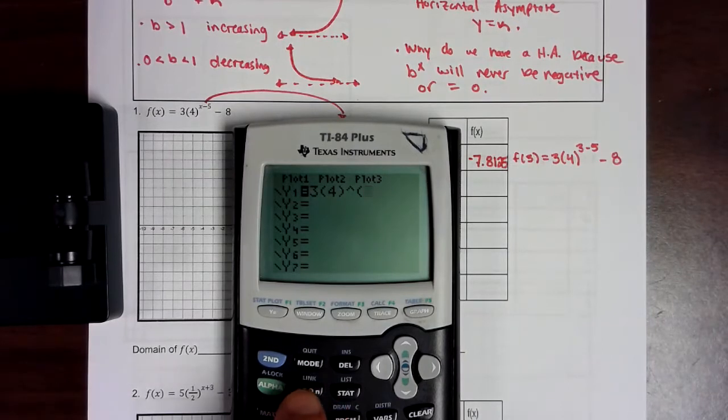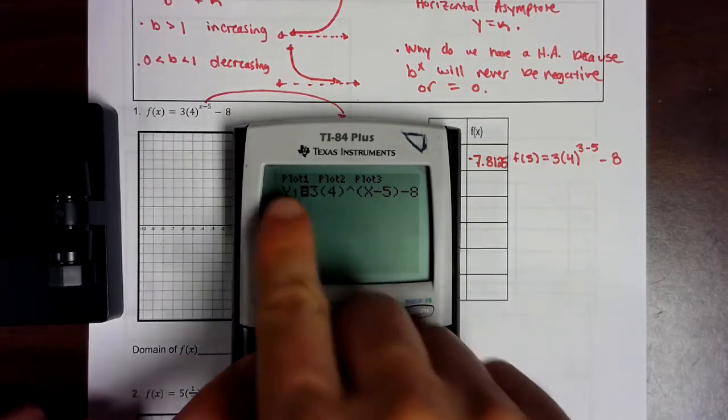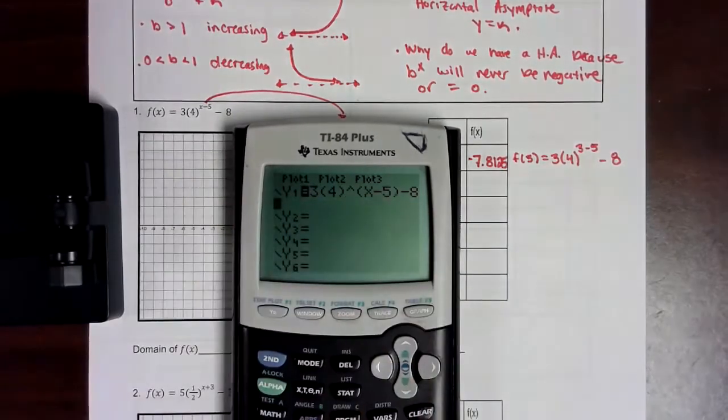Your variable button is right here next to the alpha button. So there's an X, a T, an O, and an N. You want to click that. It should display an X, then -5, close parentheses, and then -8. So then we have our full-on equation of what we're trying to graph.